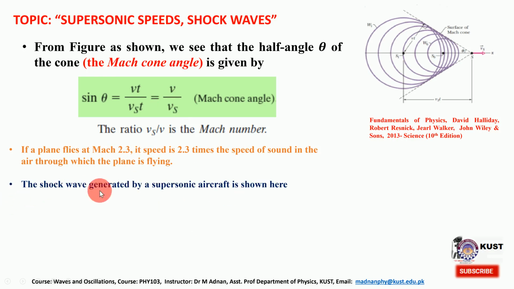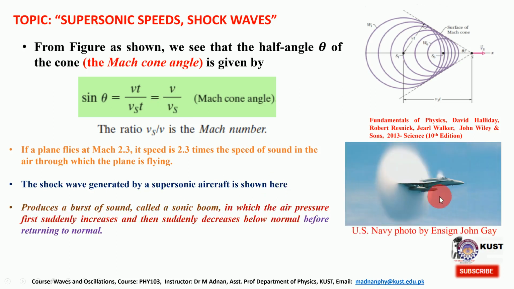So the shock waves generated by a supersonic aircraft are shown here. See, the picture is taken from this source, and we have a supersonic jet which produces the shock waves, and that is because the plane is moving with a speed greater than the speed of sound waves. So in that way we have these pressure waves because of the abrupt change in the pressure.